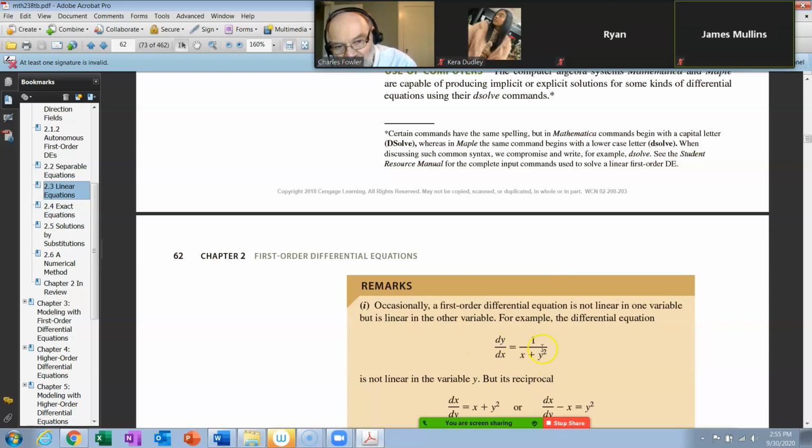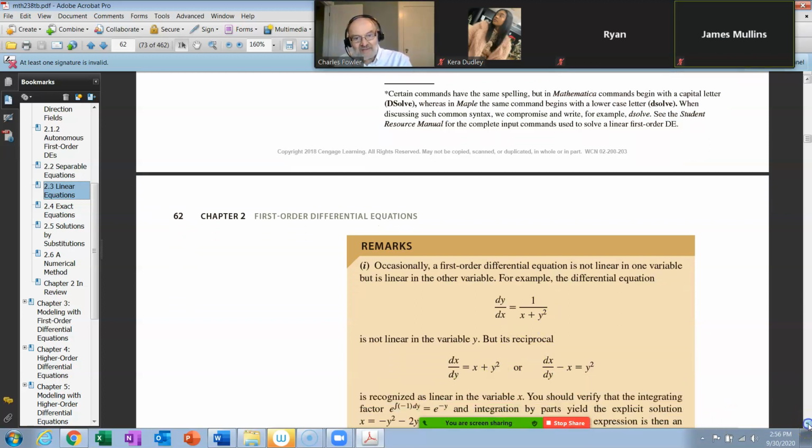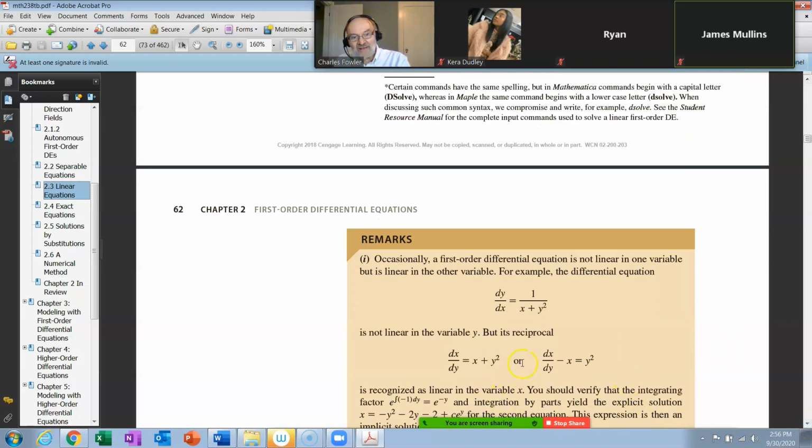But if you reciprocated both sides and made dx dy equal to x plus y squared, hey, wait a minute. Move the x over with the dx dy, you have dx dy minus x is equal to y squared. Hey, that's linear in x, not in y, but it's linear in x. And this is what you get when you do that. Arrange it this way. And then you can go to town and solve that problem. That's linear in x, but not in y.